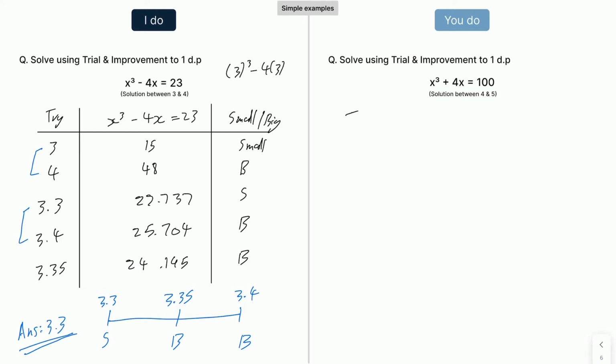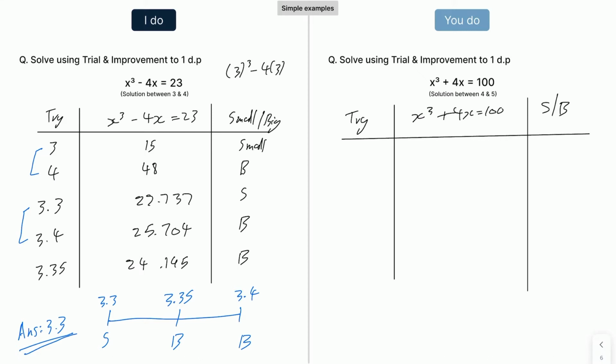And again, hopefully you've had a go at this. So we try x cubed plus 4x is equal to 100. And here we write small or big. Draw our lines in. Awesome. So remember, the very first step is to try what was given in the question. So you were given 4 and 5. 4 gives me 80. 5 gives me 145. Now 80 is small. 145 is big.